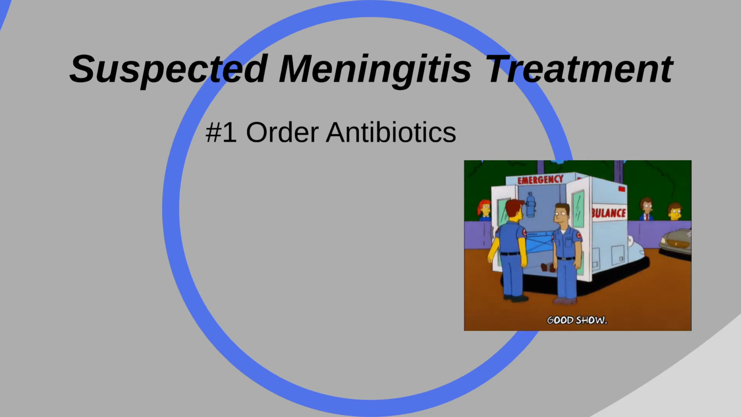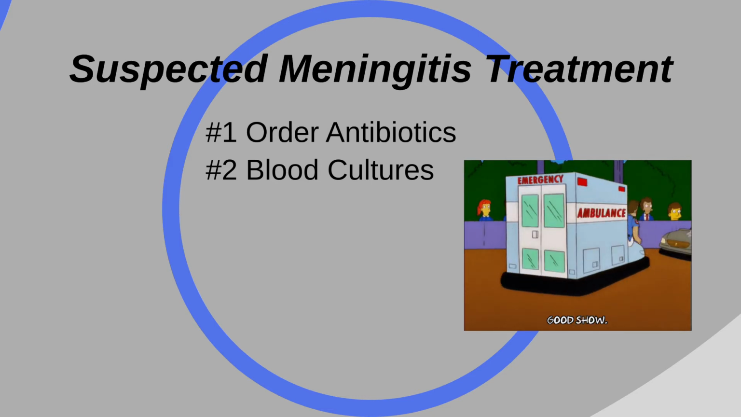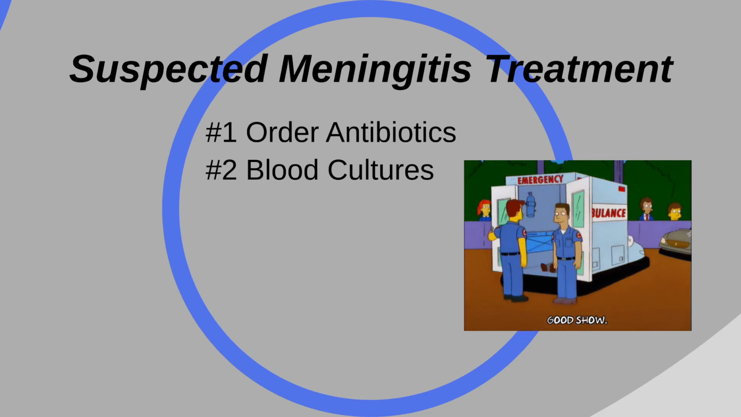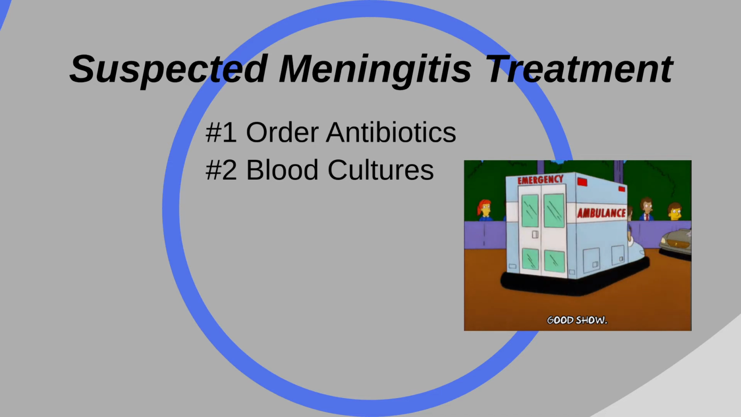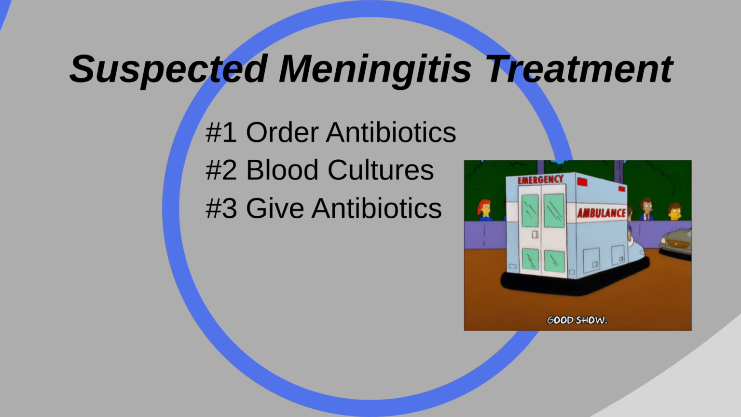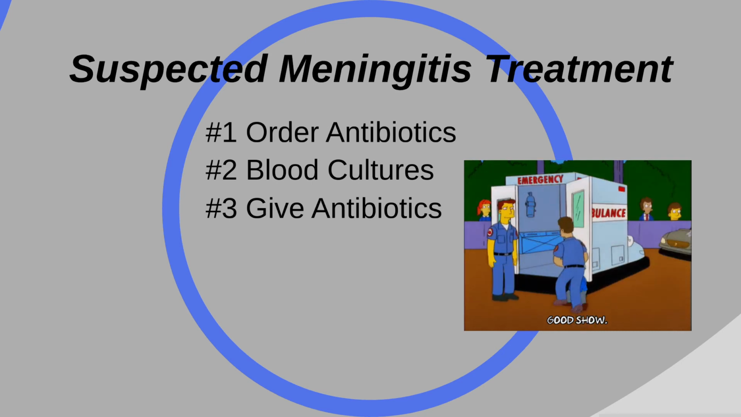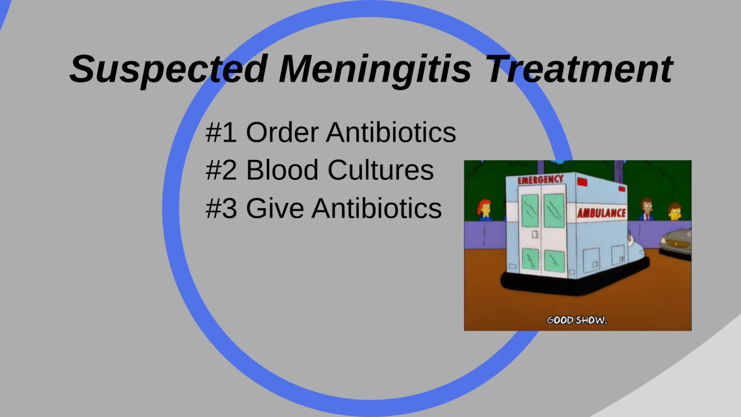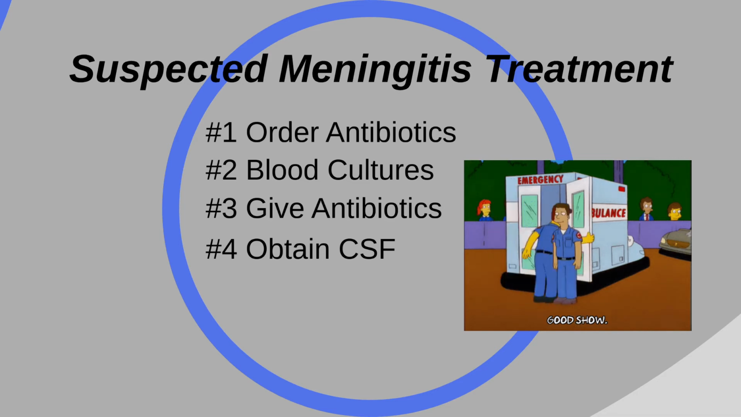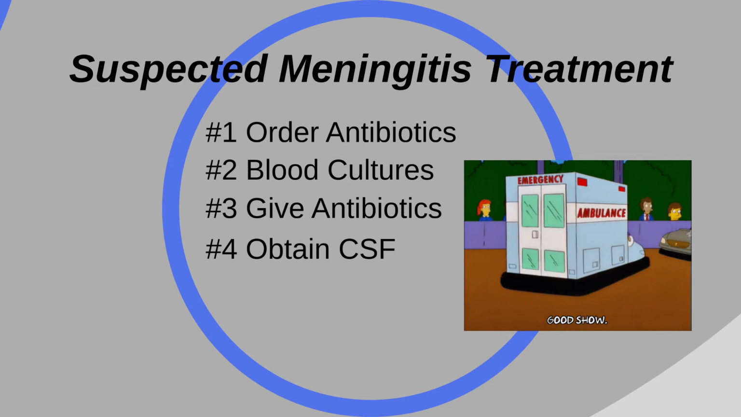Next thing you do, you get blood cultures. About 70 to 80% of people with meningitis will have abnormal blood cultures, giving you the organism and its sensitivities, whereas you may not get that information from the spinal fluid. So that's the second thing you do. Third thing, hopefully your antibiotics are back because you work at the Veterinary General Hospital, and you administer the antibiotics. And then finally, you get your spinal fluid after you've gotten the cultures and given antibiotics.